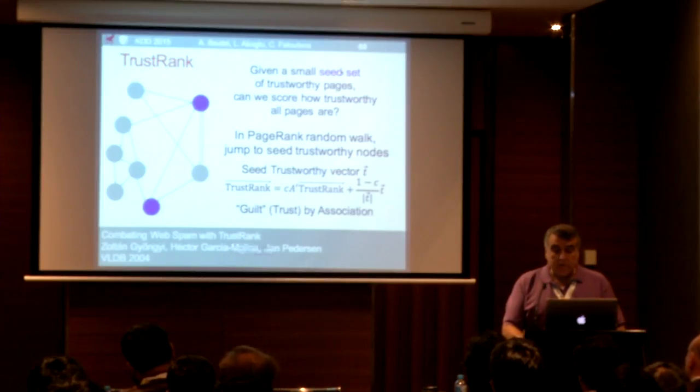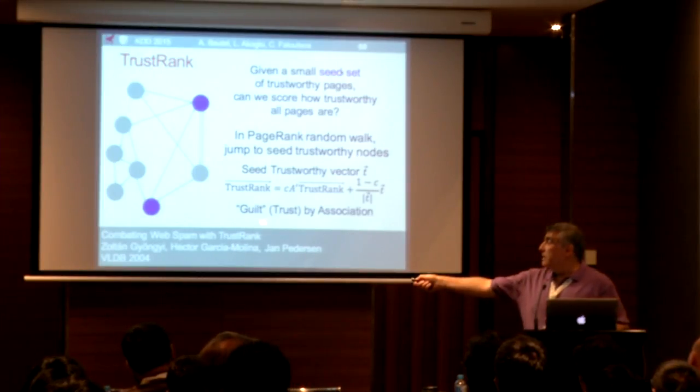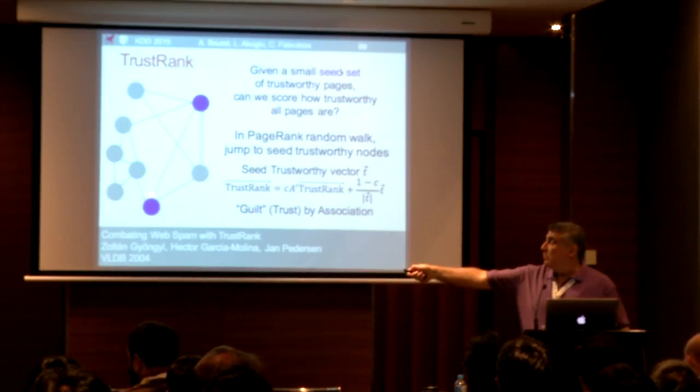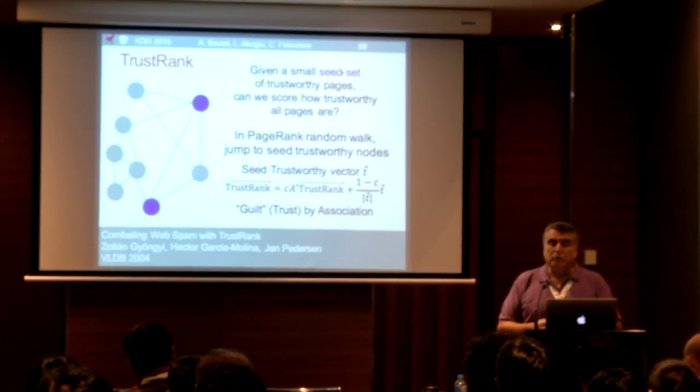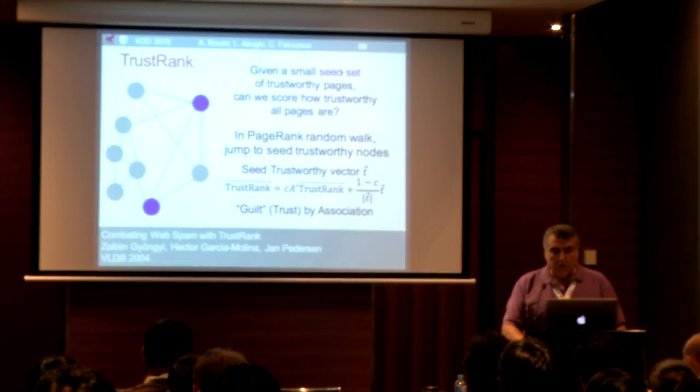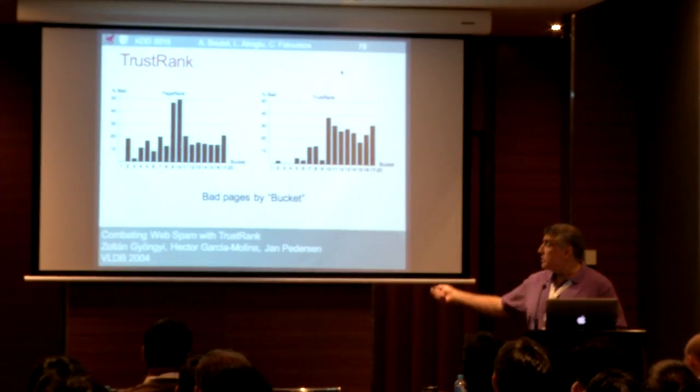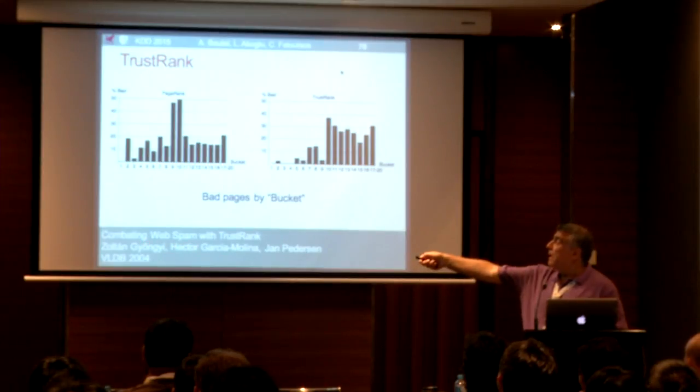It turns out that this gives good results. Instead of guilt by association, this is trust by association. Blue nodes are good. Whatever they point to is probably good, not guaranteed good. Whatever the pointees point to is probably good too, and so on. And here are the results that they reported.